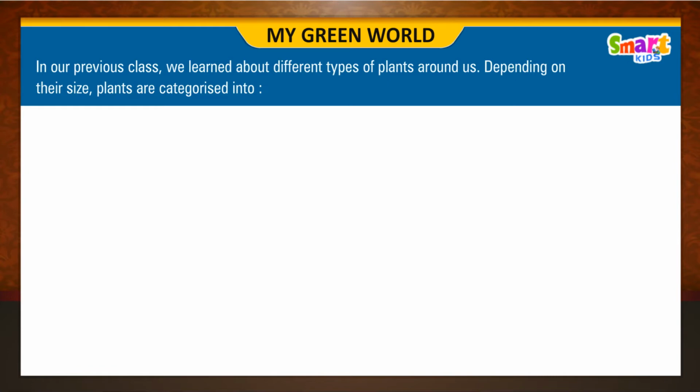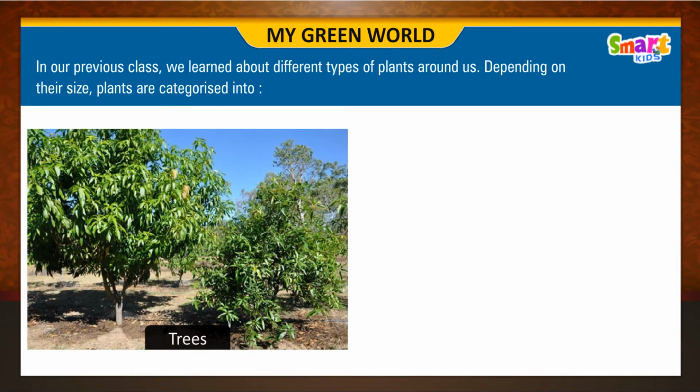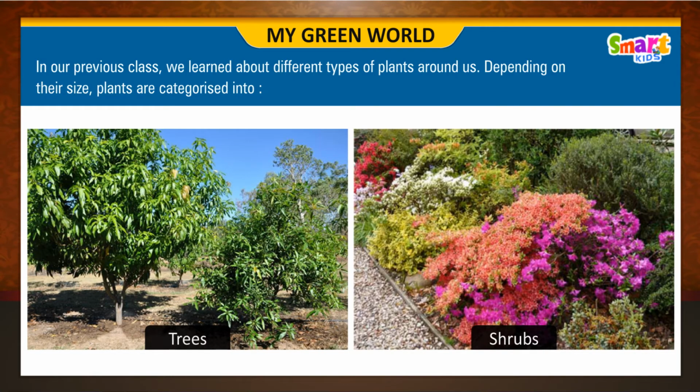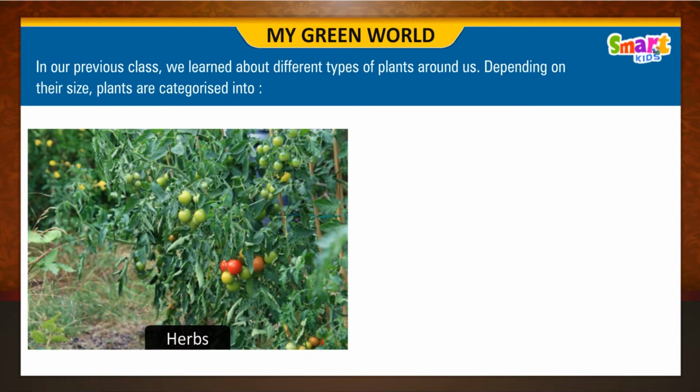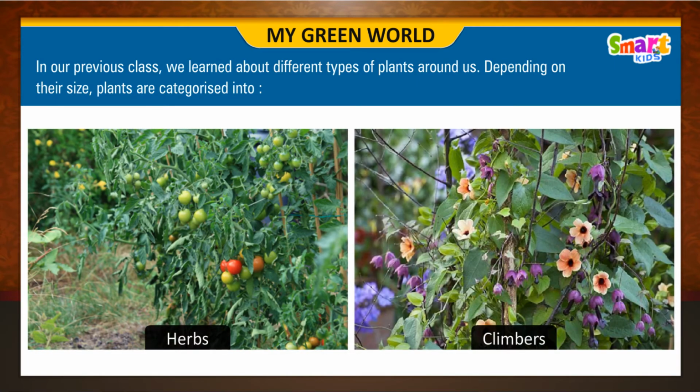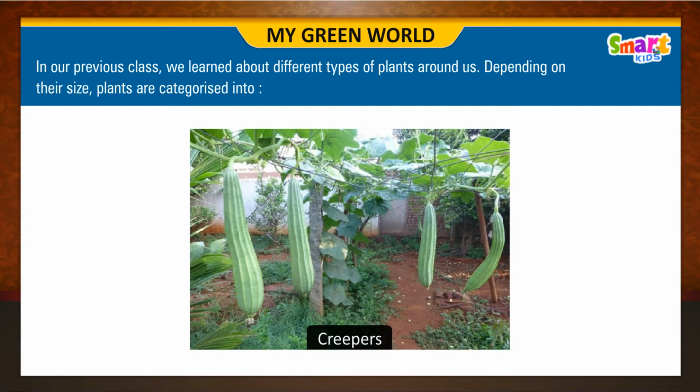In our previous class, we learned about different types of plants around us. Depending on their size, plants are categorized into trees, shrubs, herbs, climbers, creepers.